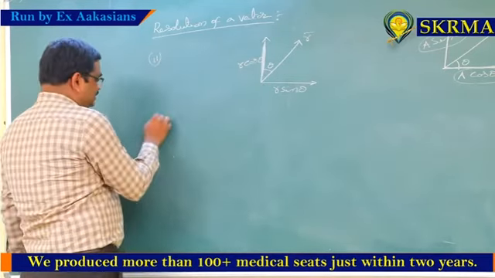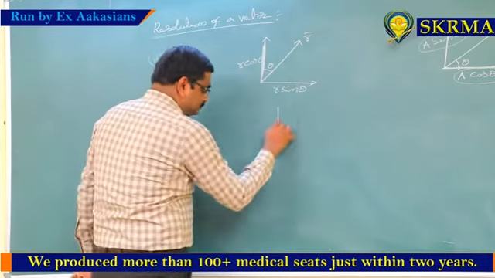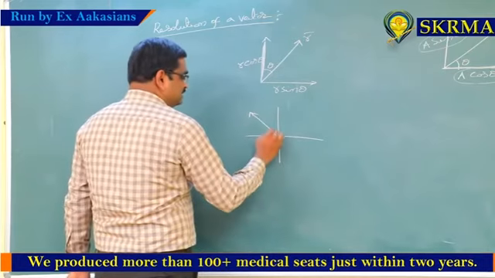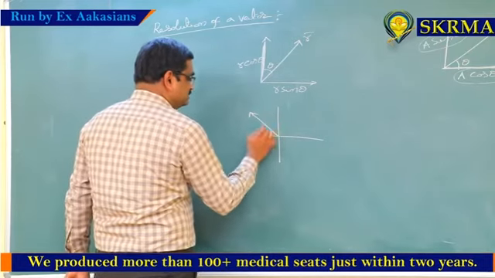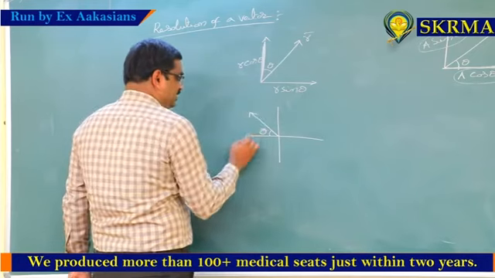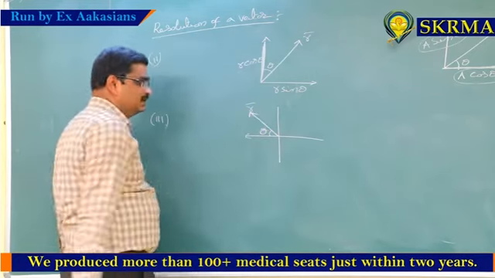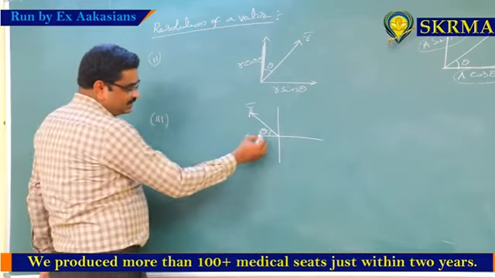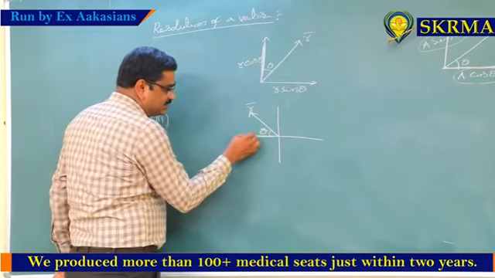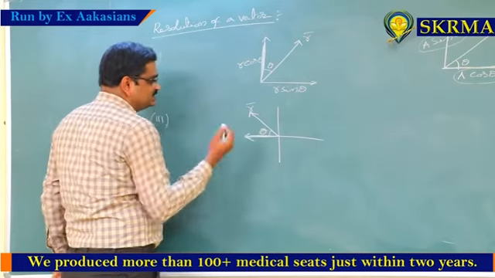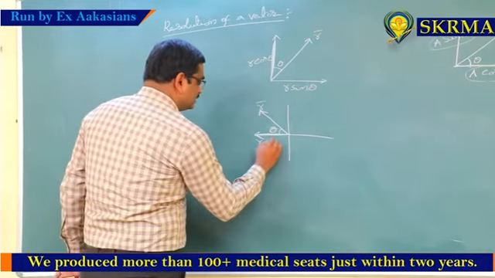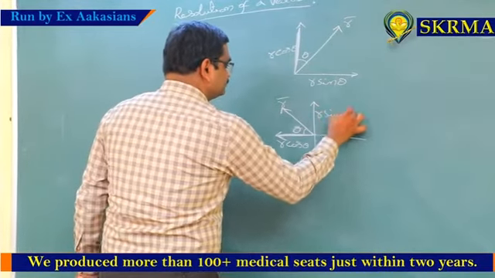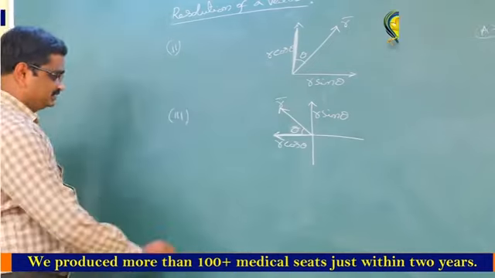Next, third example. Now r bar is like this. This is making an angle theta with the negative x-axis. Now in this case, just resolve this into its components. For theta, adjacent side is this one. In this diagram, theta adjacent side is this one. So this is a cos theta term. Remaining side is a sin theta term. This is the third example.